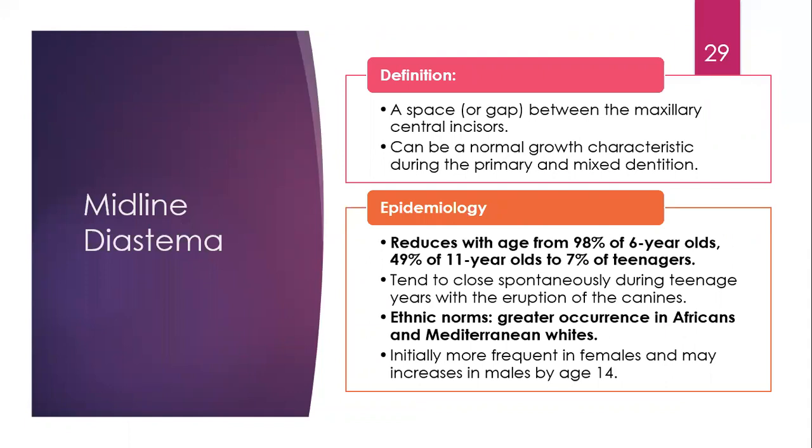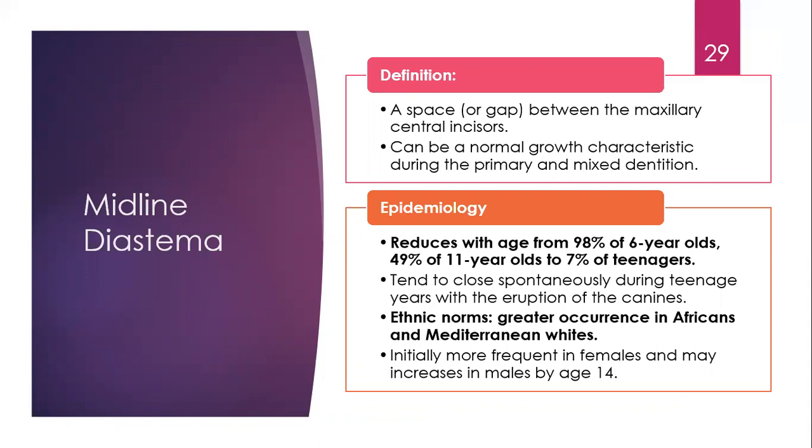All right, so midline diastema. Basically the definition is the space or the gap between the maxillary central incisors. It can be a normal growth characteristic during the primary and mixed dentition. So during the ugly duckling stage and mixed dentition, you may see that gap because the maxillary teeth are a little bit more splayed out. Epidemiology, excuse me, reduces with age from 98% of 6-year-olds, 49% of 11-year-olds, to 7% of teenagers.